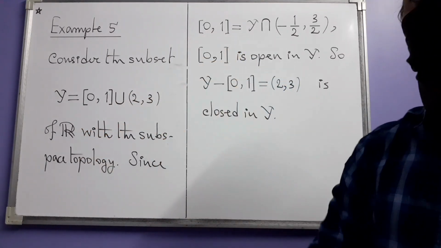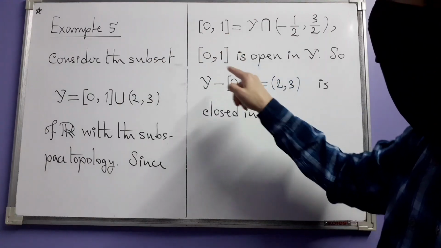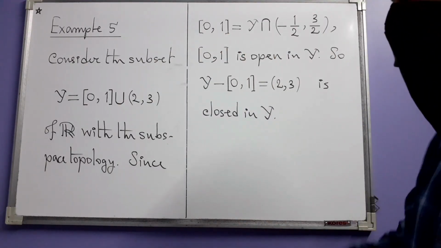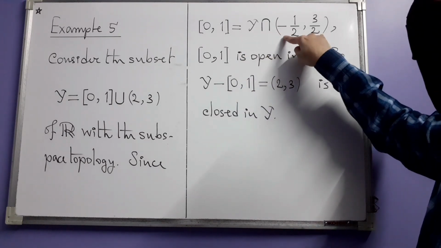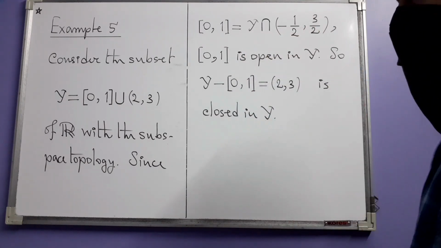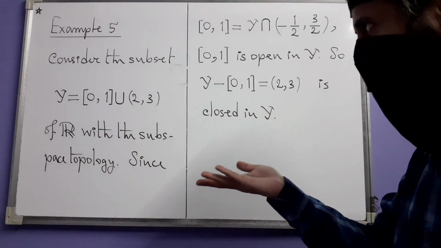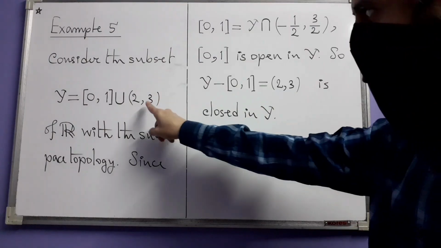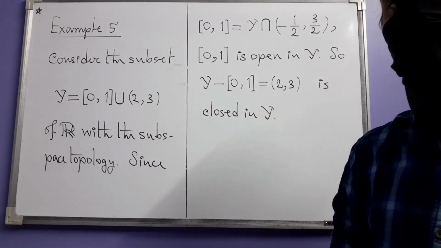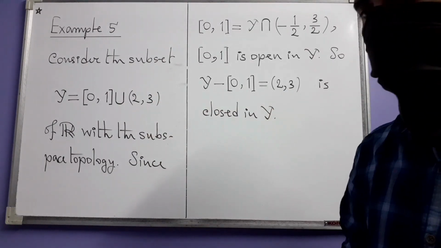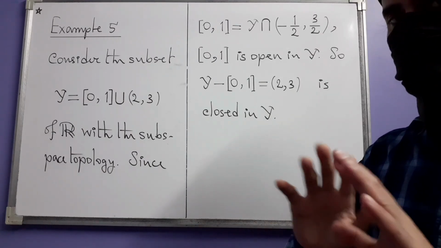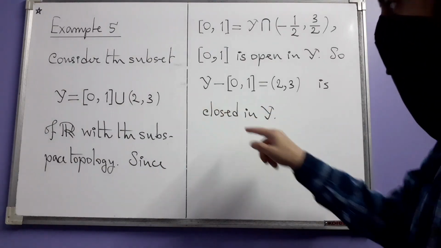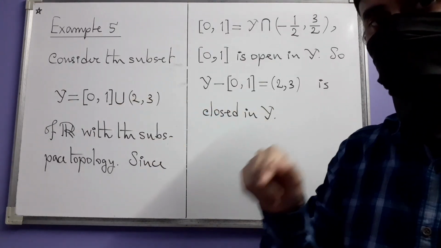So by the definition of subspace topology, this is open in Y. It's not open in R, but it is open in Y because it's the intersection of Y with an open set in R. And that is why, by the definition of closed sets, the complement of this in Y, which is nothing but this, is closed in Y. It does not look like a closed set. I mean, closed does not always mean a closed interval. It has to follow the definition. So (2, 3) as a subset of Y is closed in Y.